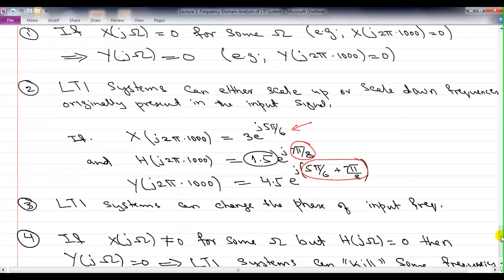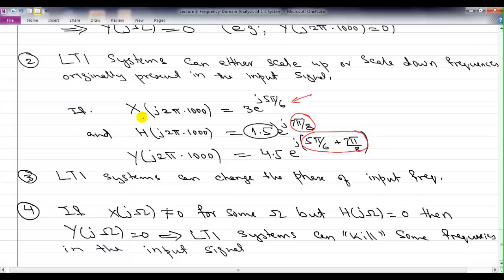Again, if you take this example where X is non-zero at 1 kilohertz, but you designed an LTI system whose H had a Fourier transform which was 0 at that value, then your output signal will have no frequency at 1 kilohertz. Okay? So the LTI system will effectively kill that frequency off. And that's an operation that is used all the time in LTI systems.